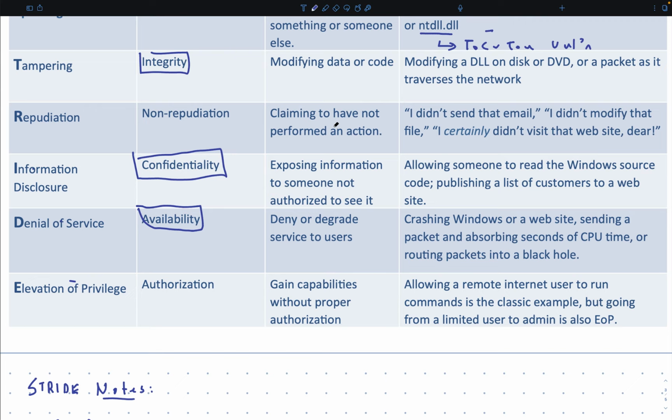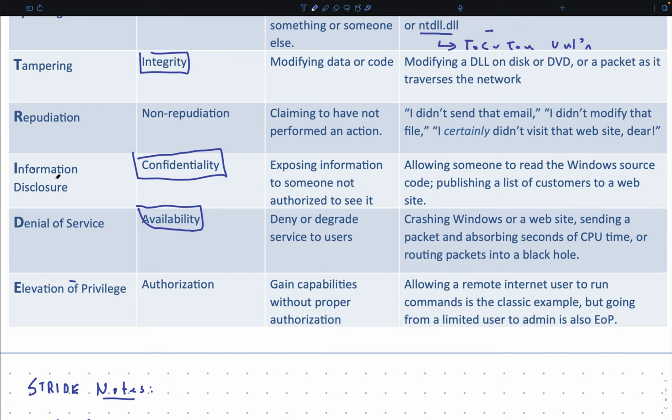Information disclosure is the opposite of confidentiality. So you have secrets, you want your secrets to be kept secret, and if that's not the case, if there's a breach and the information leaks, then that's a breach of confidentiality, an information disclosure.